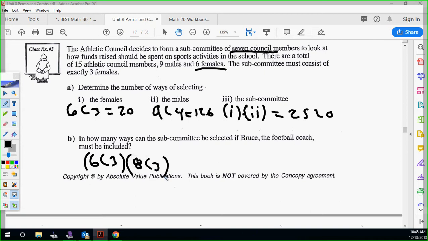Because Bruce is automatically in, that's 1 less boy to choose from and 1 less you need because you have a boy locked in. So you went from 9 choices to 8, and we don't need 4 anymore, we just need 3 because Bruce is already there. When you do that, you get 1120. Okay, one more example for this one, and then we'll move on.